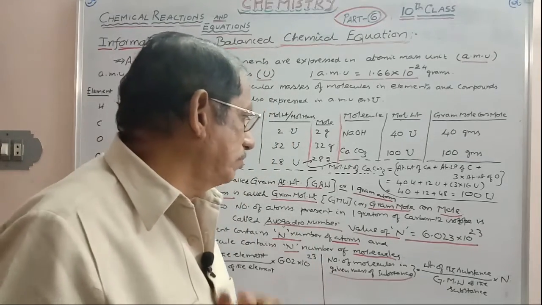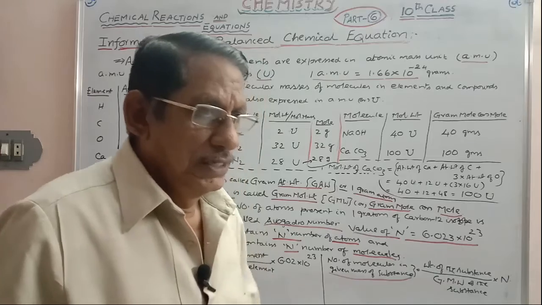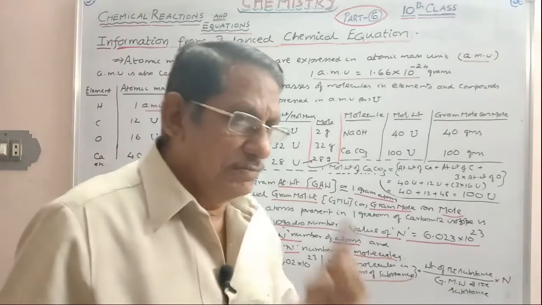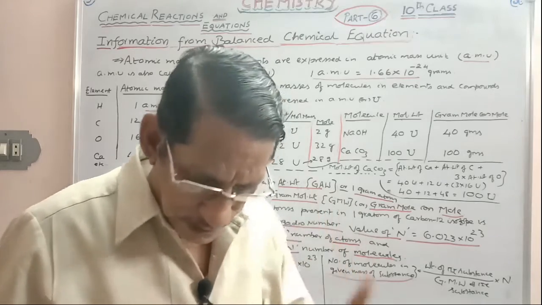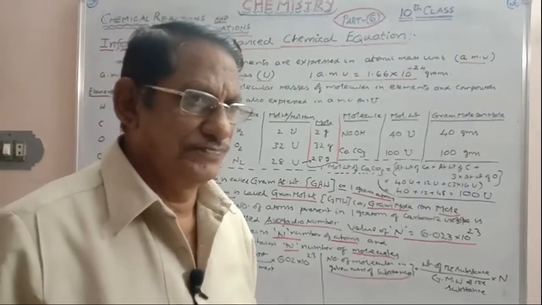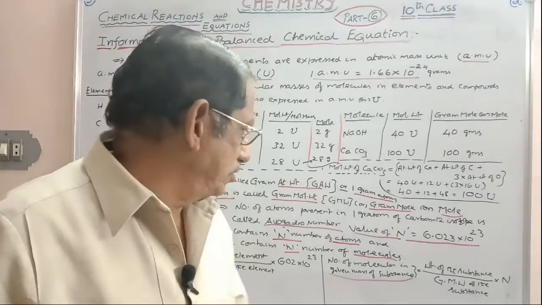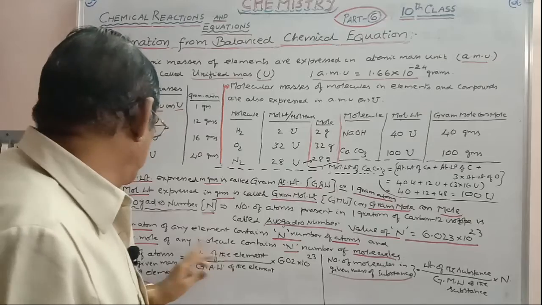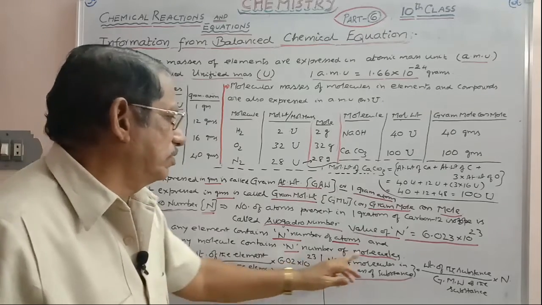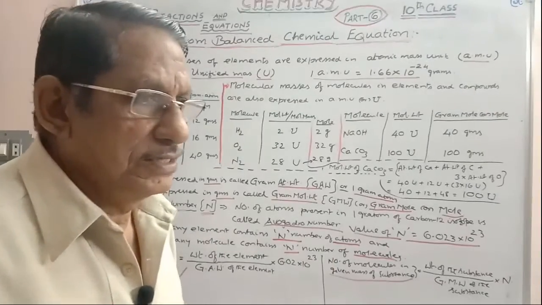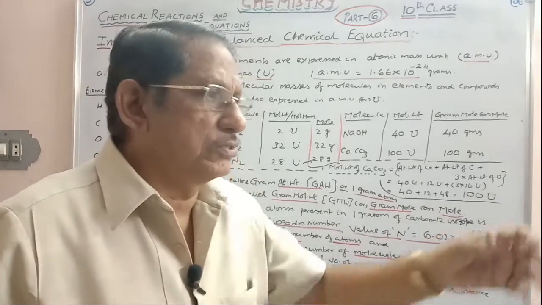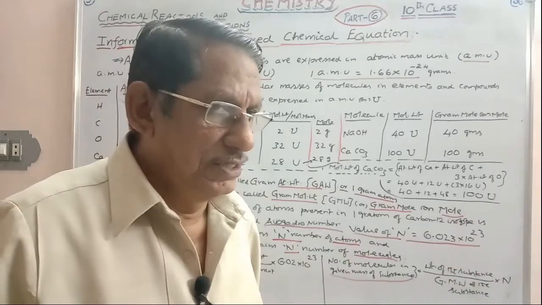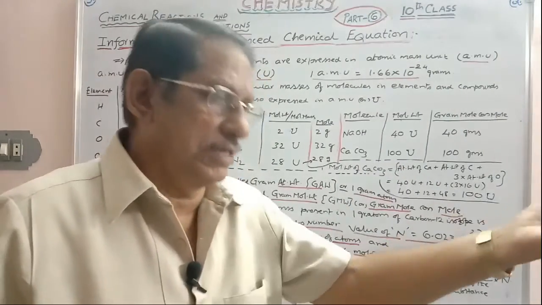And here we have to remember one more fundamental point. Number of atoms present in 1 gram atom of any element is equal to Avogadro number. Similarly, number of molecules present in 1 gram mole of any substance is equal to Avogadro number. So here, if you take Avogadro number of molecules, that is equal to gram molecular weight. If you take Avogadro number of atoms, that is equal to gram atomic weight. If you take only half the number, that is half gram atomic weight.